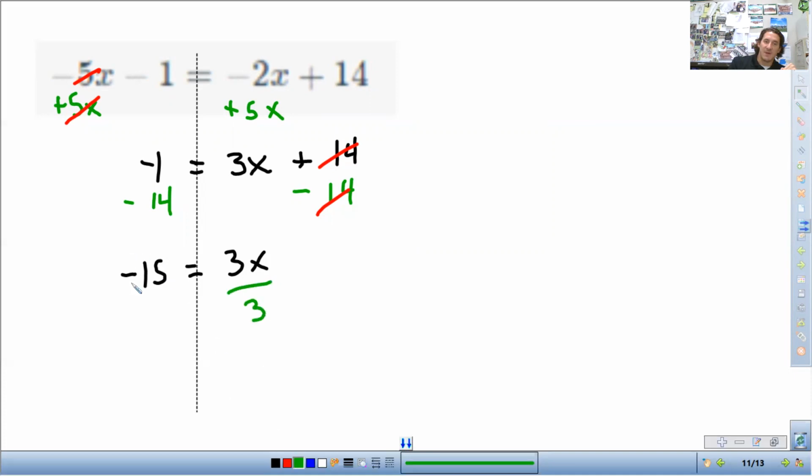Divide both sides by 3 to eliminate the 3. So the 3's cancel out. So negative 15 divided by 3 is negative 5.